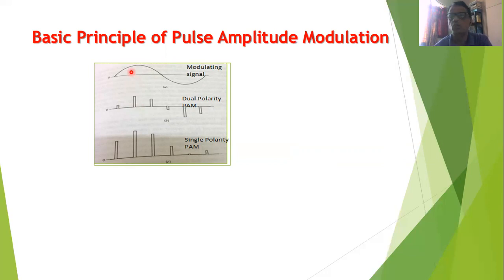So when there is a positive half cycle of the modulating signal, the carrier pulses will also have a positive half cycle. And when there is a negative half cycle of the modulating signal, then this dual polarity PAM signal will also have a negative half cycle. But when a fixed DC voltage is added to the dual polarity PAM, then we will get the single polarity PAM pulses.